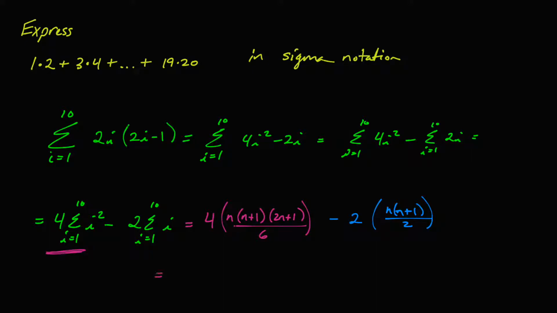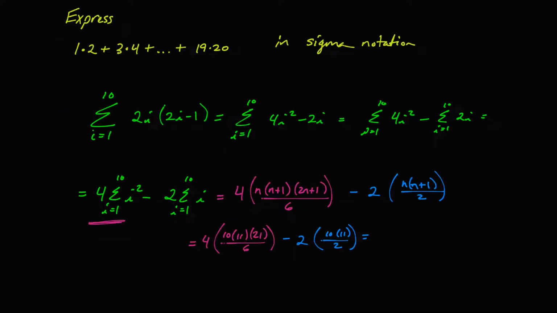I'll plug in below. We're using our nth term, which is going to be 10 in this case. So 10, 11, in this case 20, 21 over 6, minus 2. And again, we're going to do 10 times 11 over 2. Plug that into your calculator. So you get 1540 minus 55 equaling 1485 as your total sum.